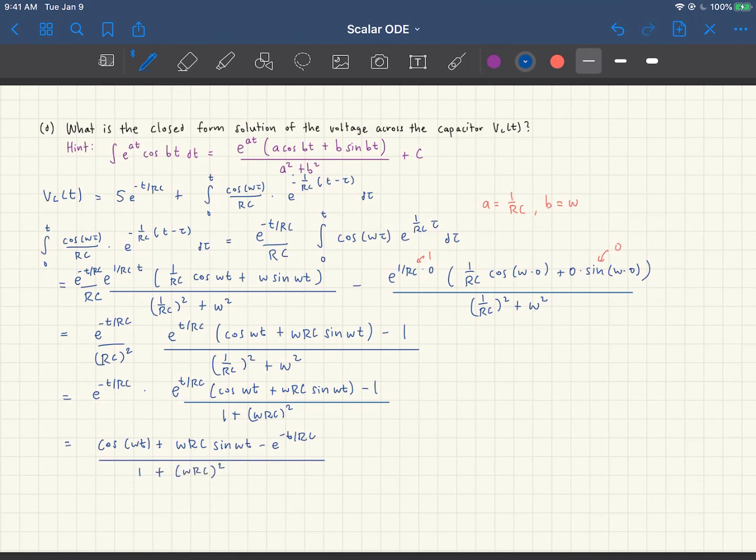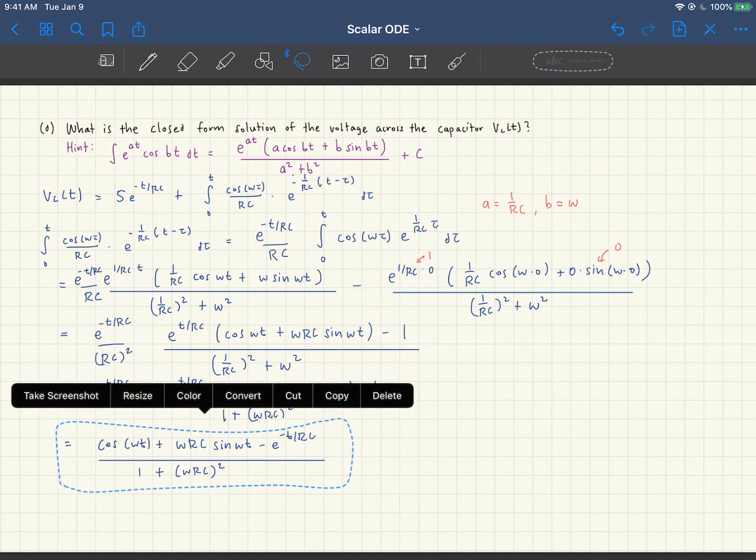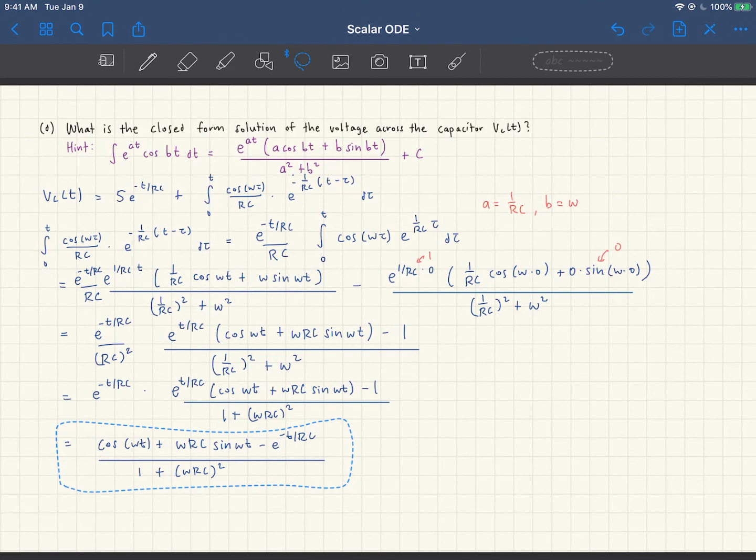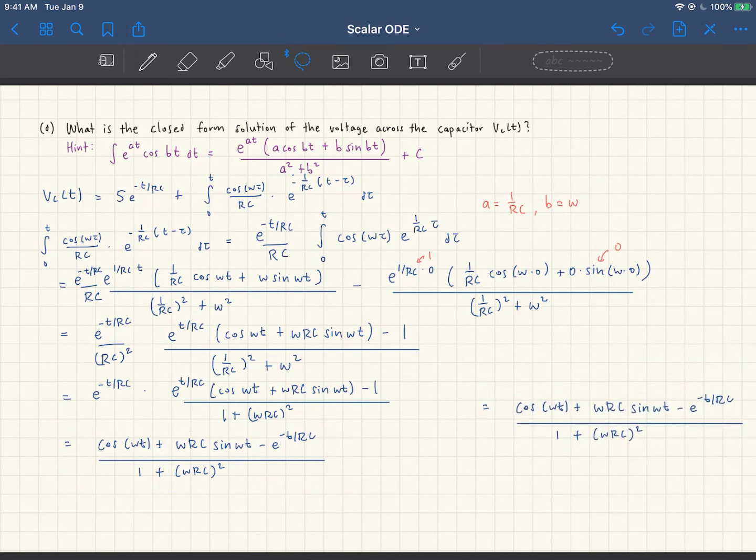And this was just the integral, so VC of t, if we recall, will be 5e to the minus t over RC plus that integral. So over here we have 5e to the minus t over RC plus the integral. So VC of t is equal to 5e to the minus t over RC plus this entire value.